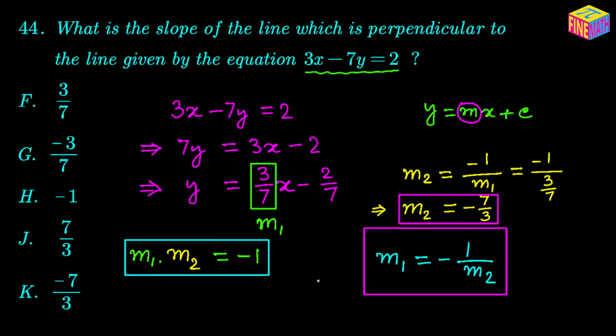So we have found the slope of the straight line which is perpendicular to the given straight line in the question, right? And that slope is actually negative 7 over 3. And if you look at our answer options, we have negative 7 over 3 under option K. So option K is the correct option here.